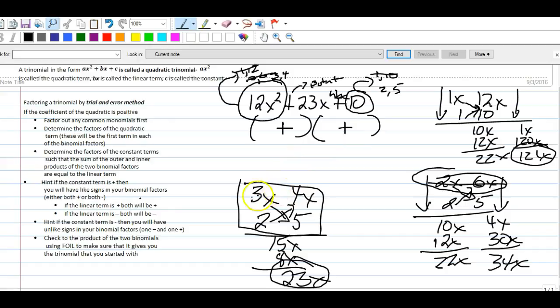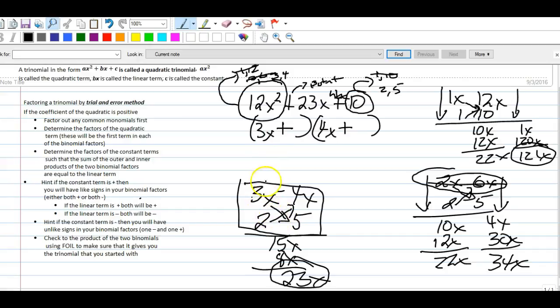Now, I've got to place these various numbers in the correct positions in my two binomials. Now, remember the 3x and the 4x were factors of the quadratic term. So if you look at your rules over here, you determine the factors of the quadratic term, and the factors of the quadratic term are the first term in each of your two binomial factors. So the 3x is the first term here, and the 4x will be the first term here. So the quadratic factors are the first term in each of your binomial factors.